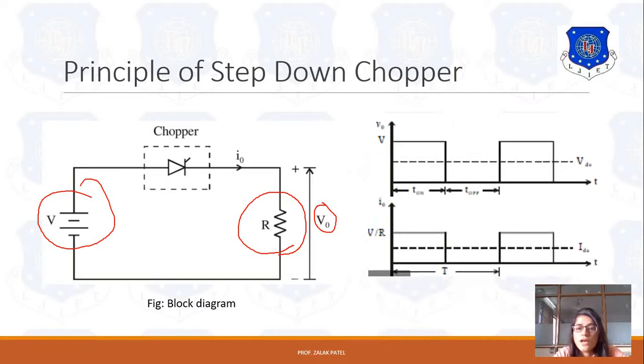Here you can note that when the switch is on, or we can say that when the chopper is in the on state, then you can see this on waveform, meaning a positive waveform across it. So it gives us the T on time across the chopper.